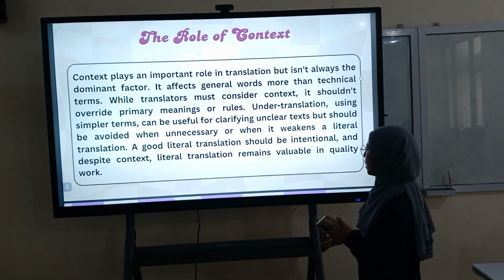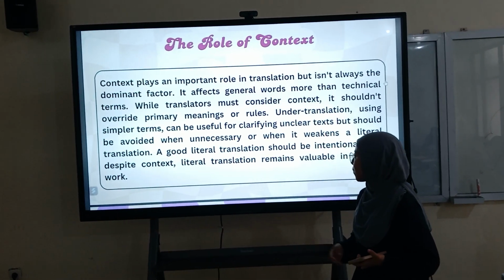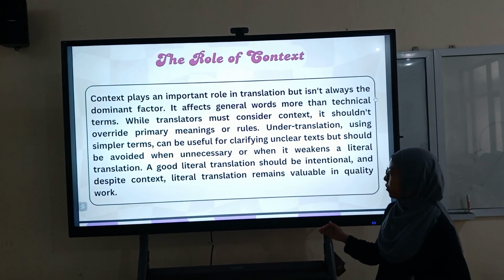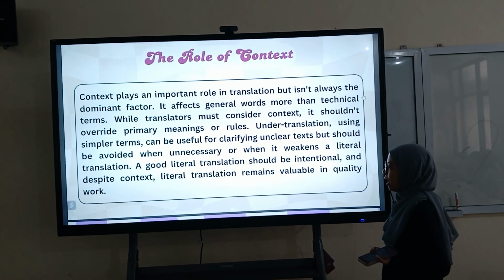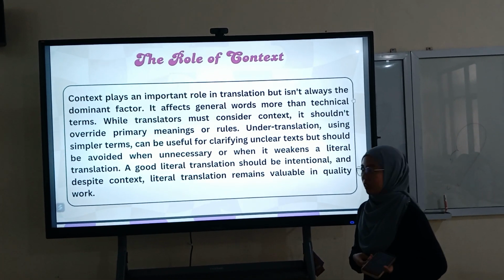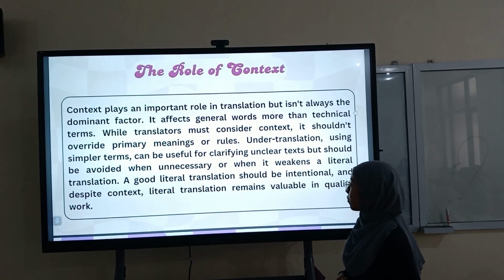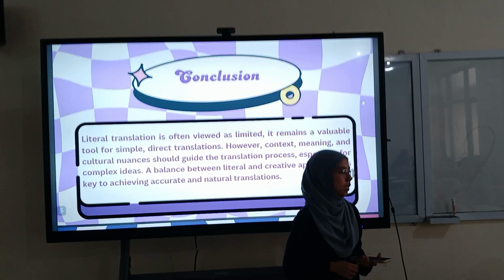Under translation, using simpler terms can be useful for clarifying unclear text, but should be avoided when unnecessary or when it weakens a literal translation. And a good literal translation should be intentional, and despite context, literal translation remains valuable in quality work.